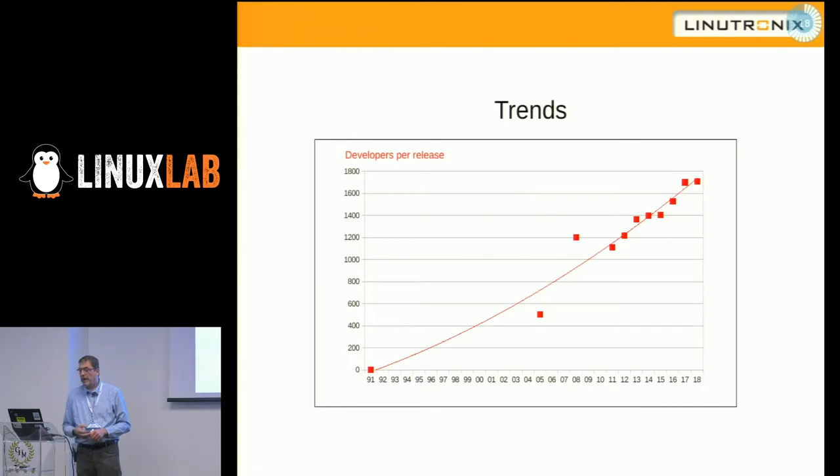The same is true about developers. It's a little bit more noisy than the kernel size trend. But assuming that in 1991 there was exactly one developer, which is true, we are now per release somewhere at 1,700 different people contributing. And there's something like 200, 250, it varies from release to release, who are first-time contributors. But then at the other end, we have about 500 people who are there every release.